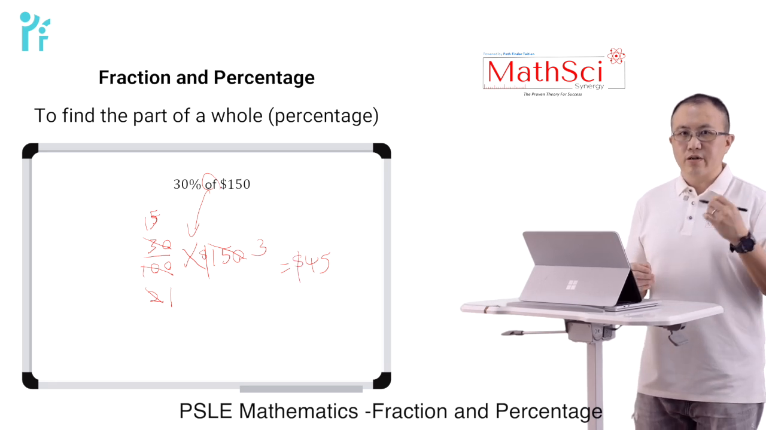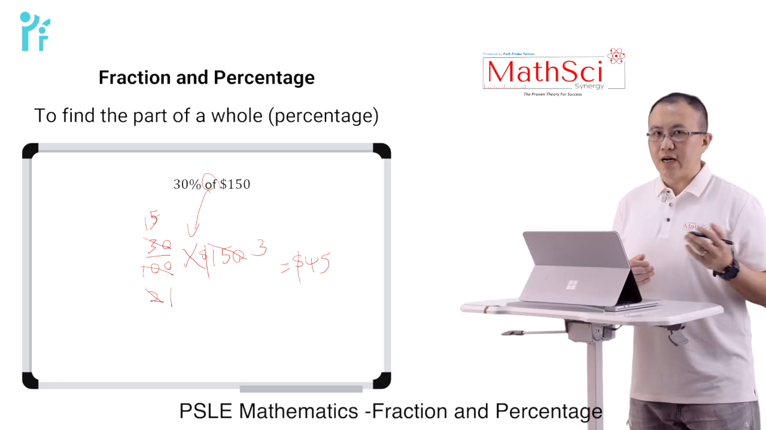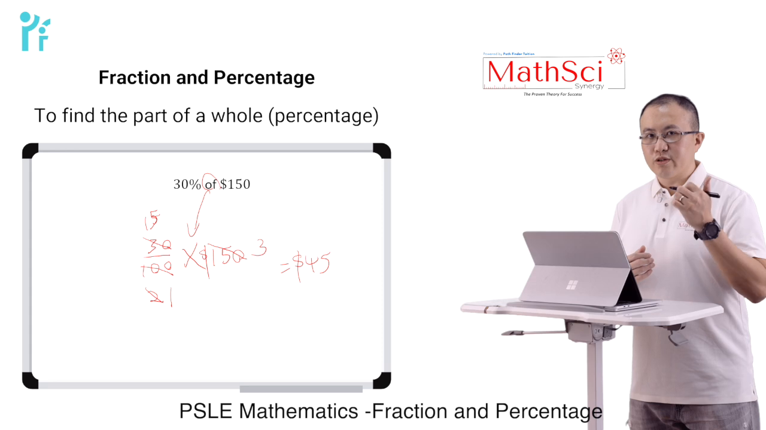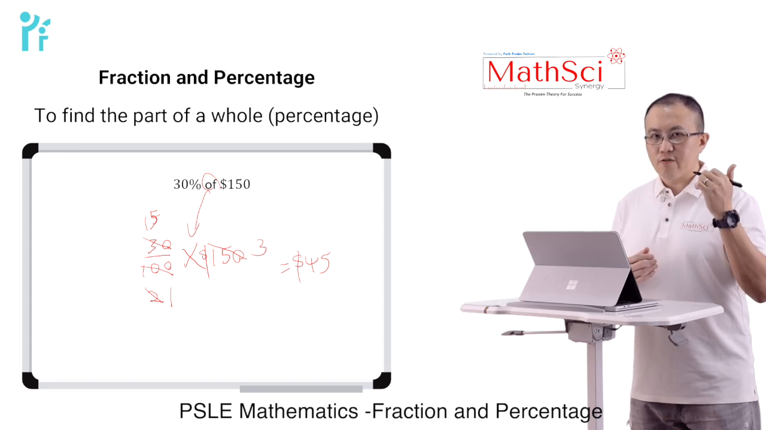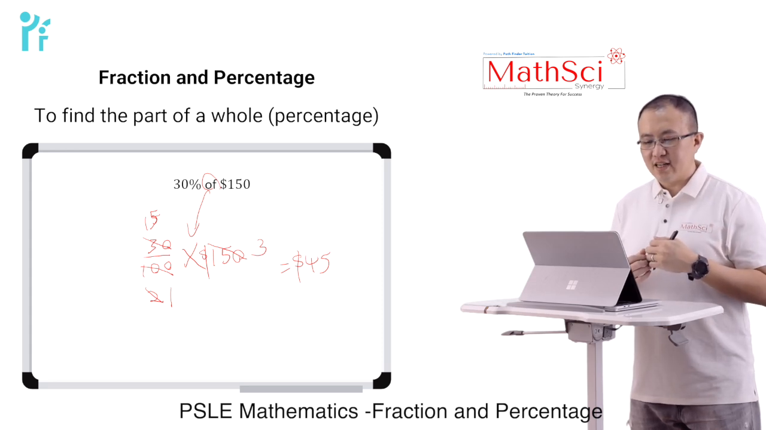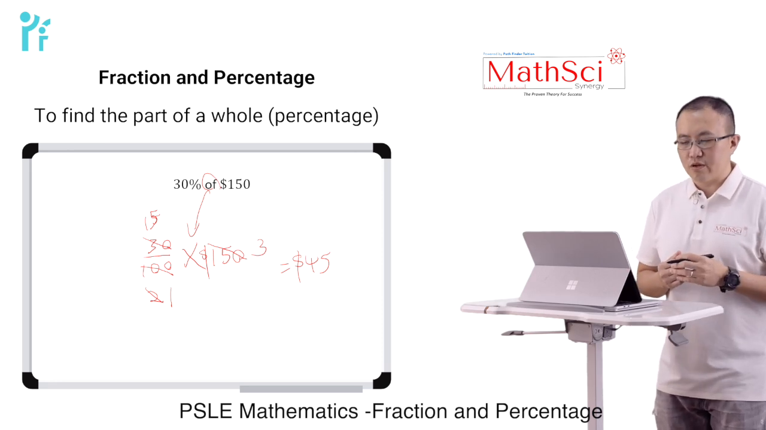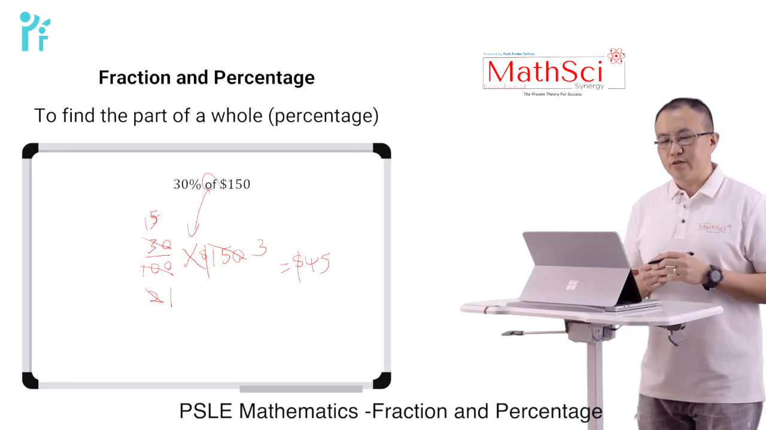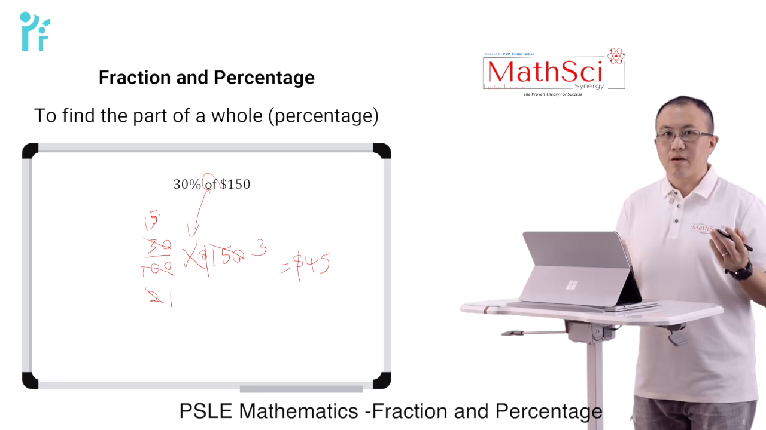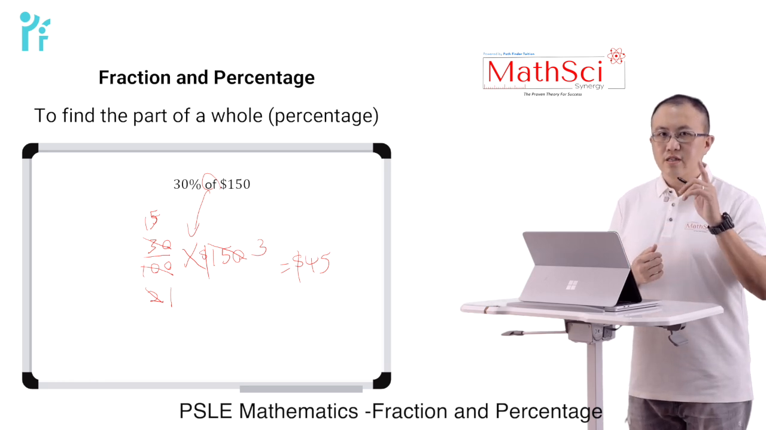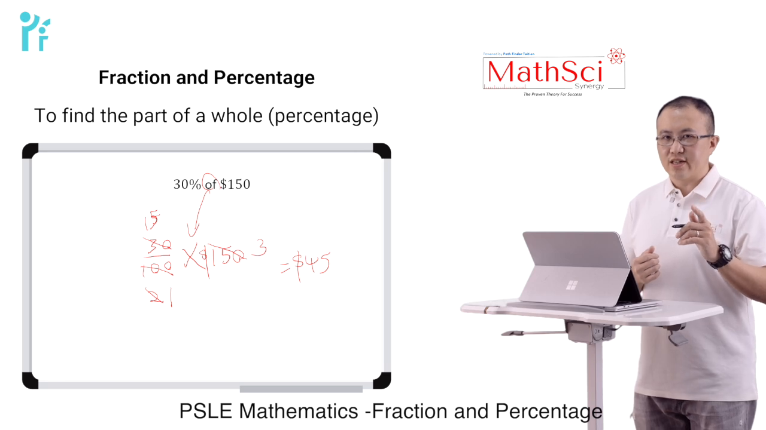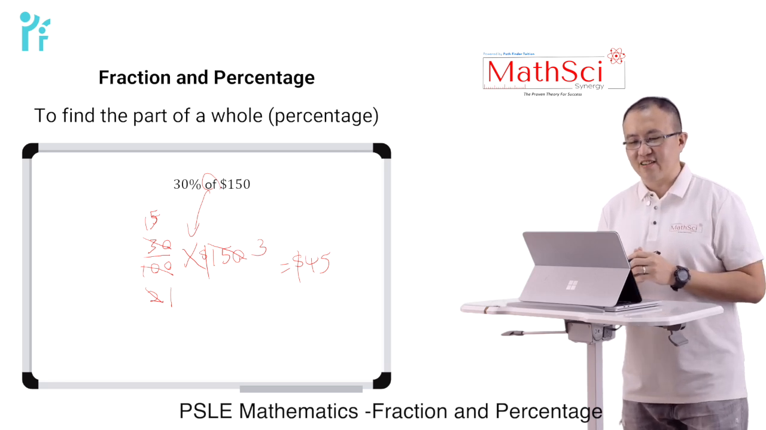So this is how we're going to find part of a whole by using percentages. The golden rule is change it to fraction over 100 and then you multiply by the quantity. In some cases, if you have to deal with decimals, then I would suggest you can use a calculator. That might be easier for you. But of course, take note, make sure you are doing the second paper, then you use the calculator.